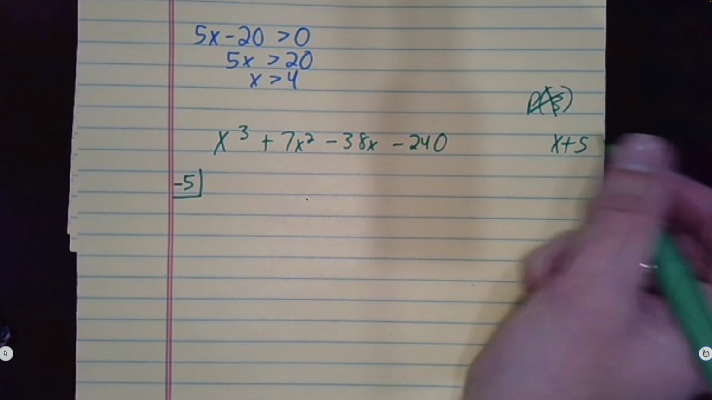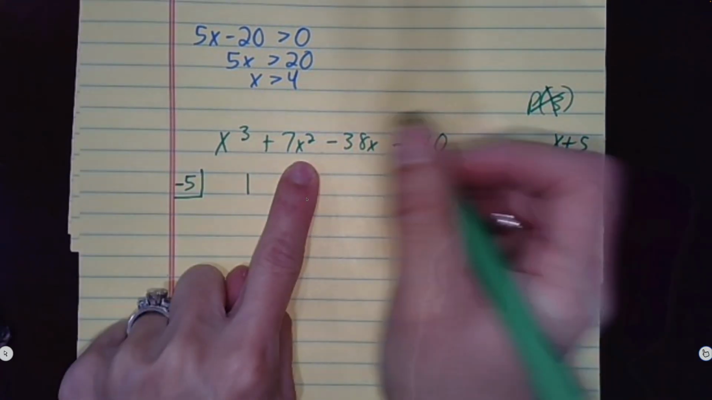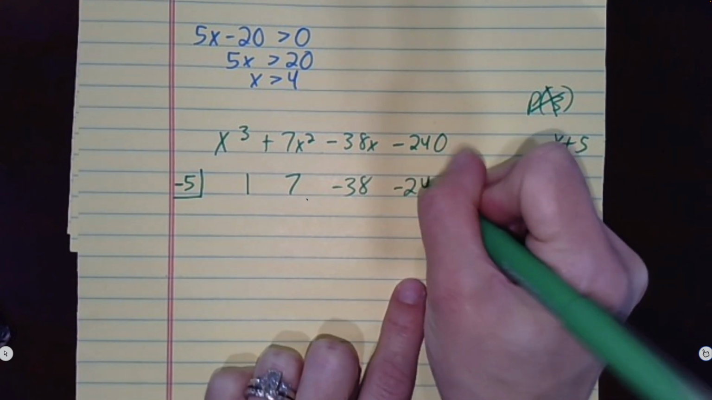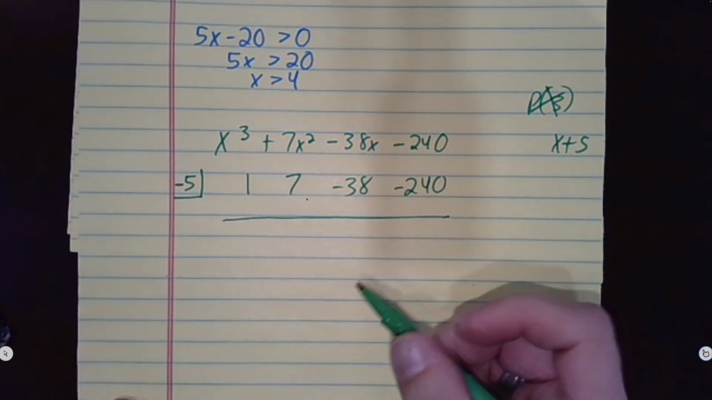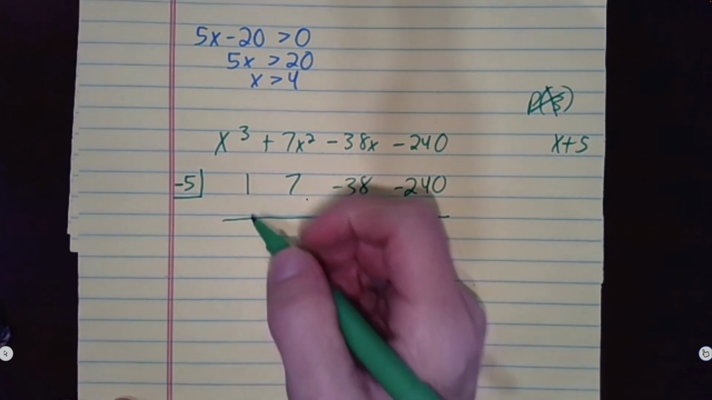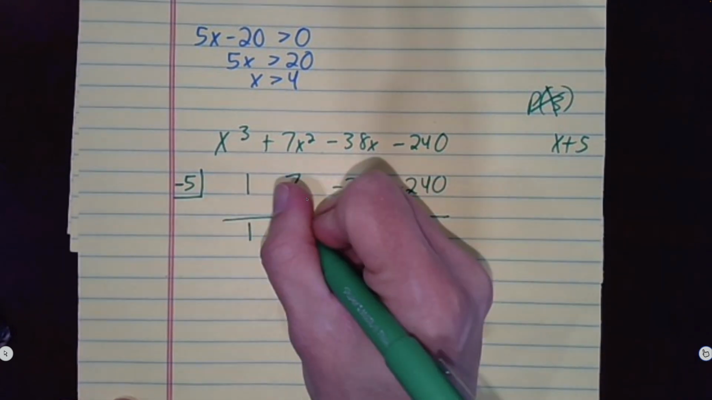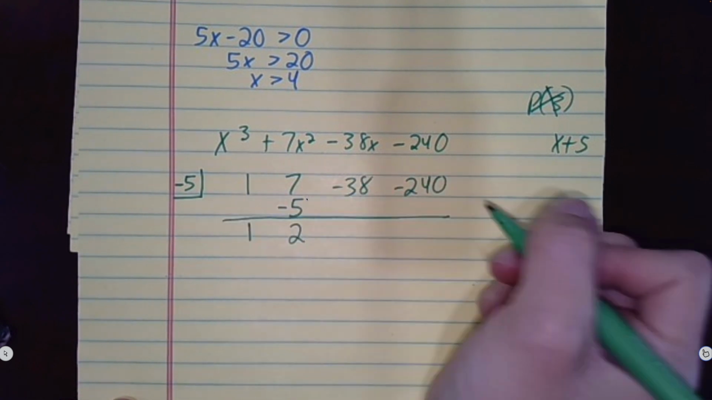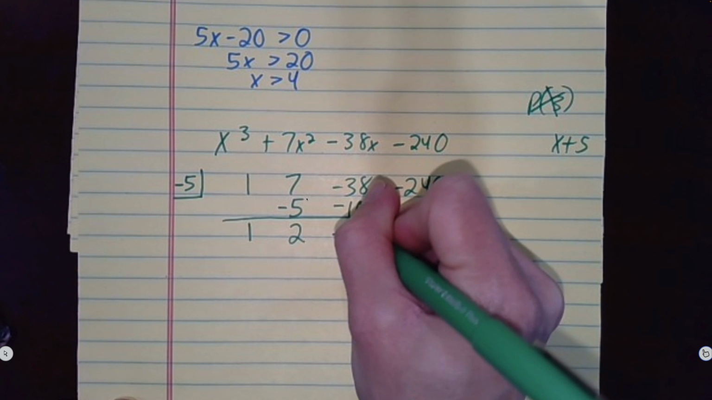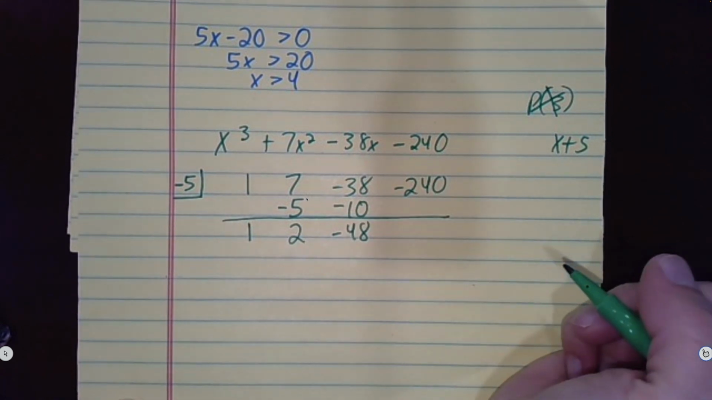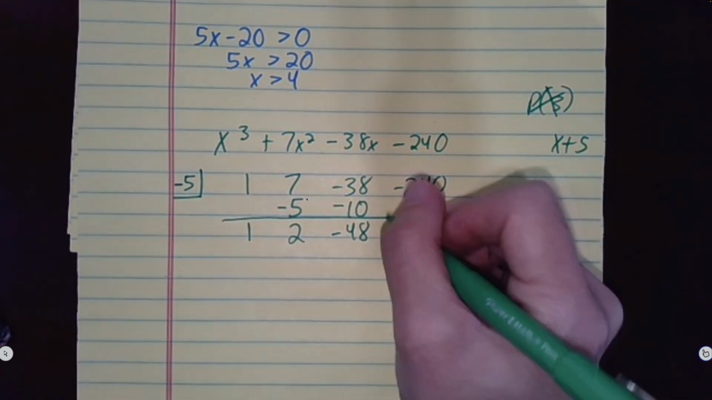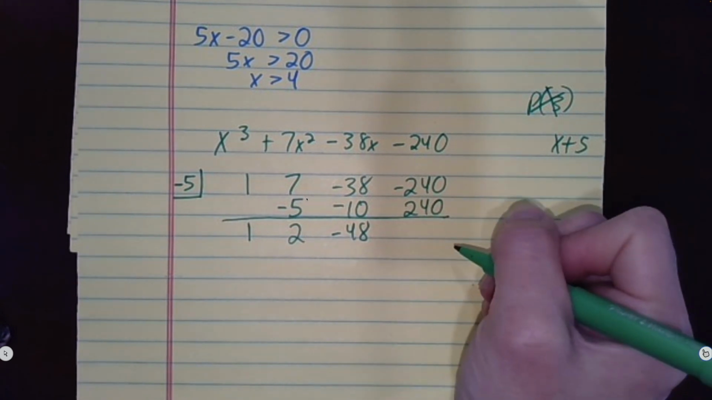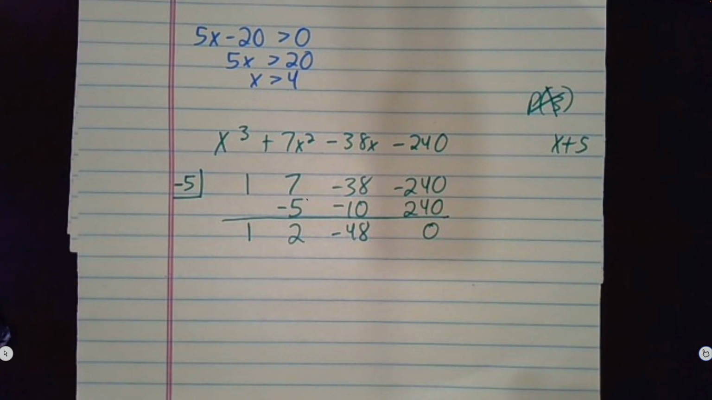So what are my coefficients? They are 1, then 7, -38, and -240. I'm not missing anything, so I'm just going to write them all down. Then I bring down my 1, and what's -5 times 1? Then I add them together. Then what's -5 times 2? Add them together. What's -5 times -48? So it's 240. Add them together, and that's my answer.